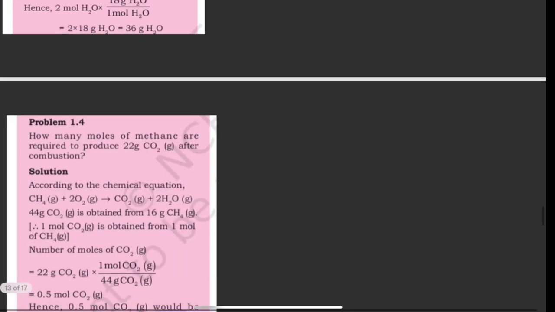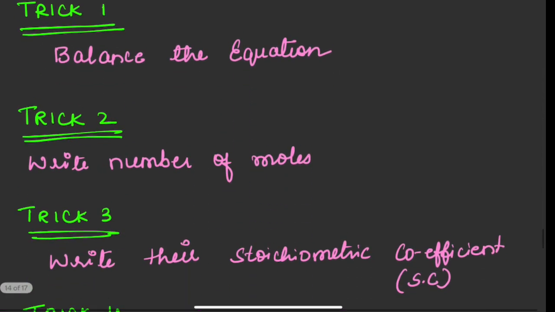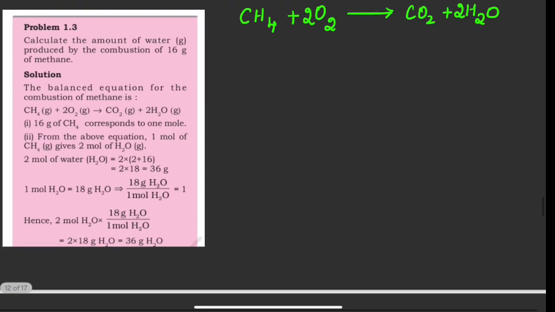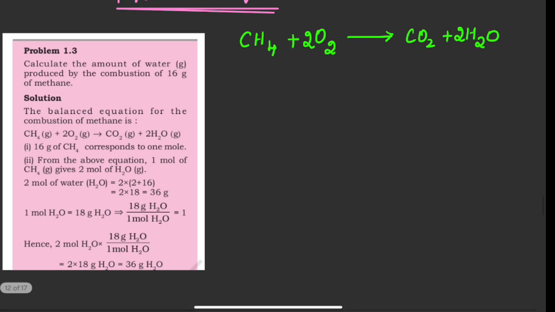So what is the second trick we are going to use? Second trick is write the number of moles. So where you will have that detail, it will be given in the question. So regarding the number of moles, you see whether it is given in the question or not. Calculate the amount of water produced by combustion of 16 grams of methane. So here moles detail is not given. Instead of that, they have given the mass of methane as 16 grams. So now we have to convert this to the number of moles.